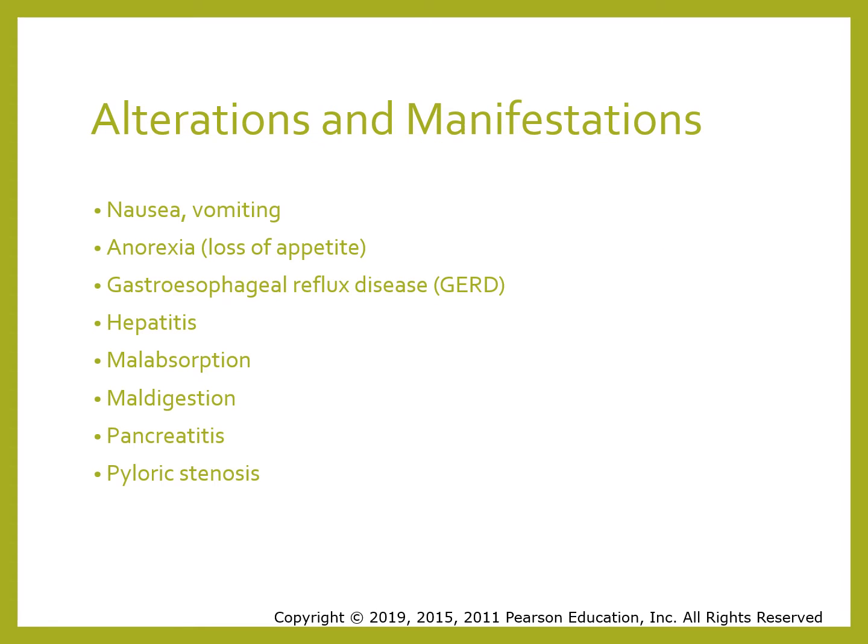What do we see with the alterations and the manifestations? Common symptoms that indicate a possible alteration of the digestive system are nausea and vomiting. Nausea is a vague but unpleasant subjective sensation of sickness or queasiness. Have you ever felt queasy on your stomach, like you're going to throw up? It may or may not be accompanied by vomiting.